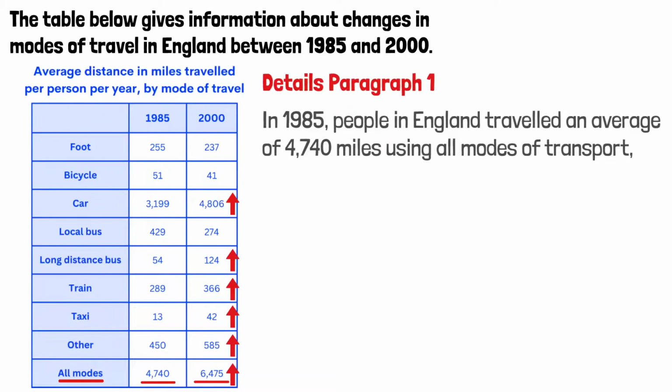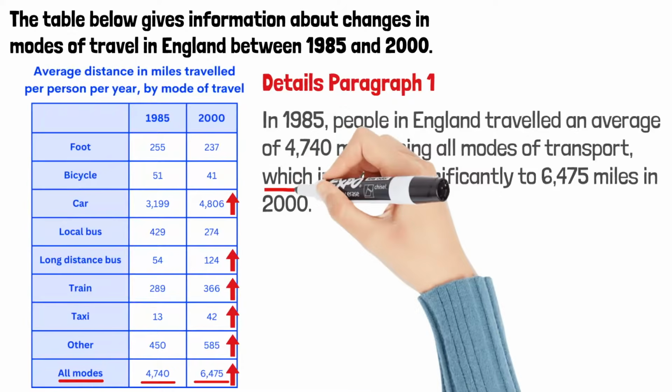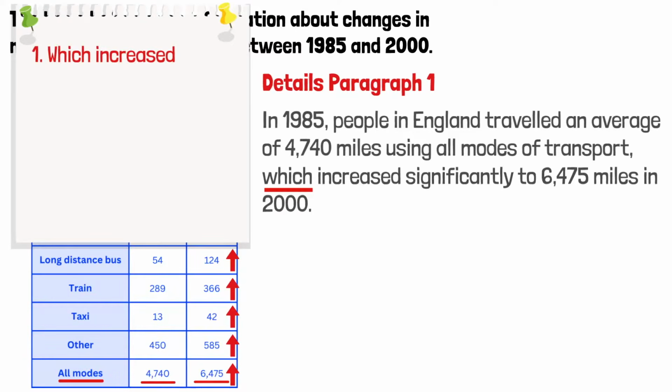In 1985, people in England traveled an average of 4,740 miles using all modes of transport, which increased significantly to 6,475 miles in 2000. Here, I used the which clause to show the increase. You can interpret which as referring to 4,740 miles, but to be precise, it actually refers to the entire first clause. What increased significantly? The average miles using all modes of transport increased significantly.